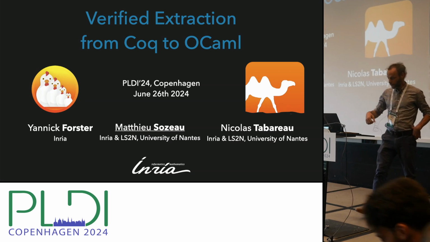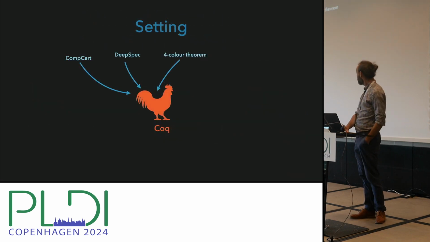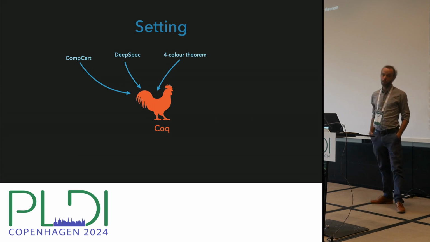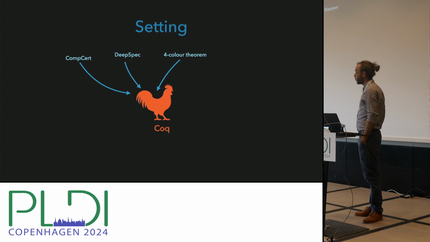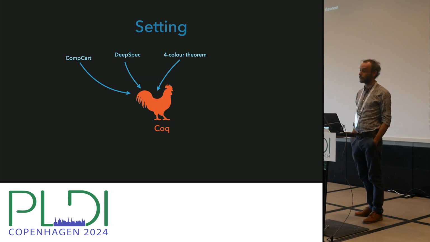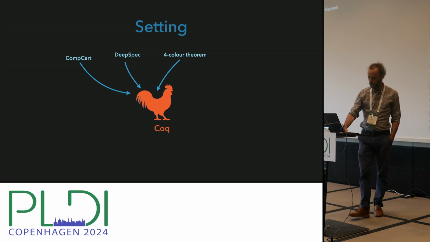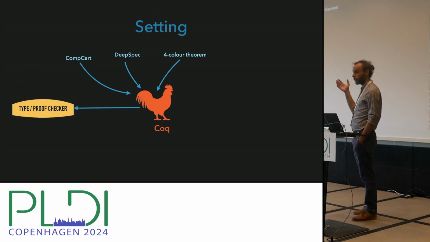So I'm going to present you work I've done with Yannick Forster and Nicolas Tabareau on verifying an extraction procedure from Coq to OCaml. So our setting is the proof assistant Coq, which allows you to verify software and mathematics. You've probably heard about the CompCert project, DeepSpec, or the four-color theorem that have been proven in Coq. And this proof relies on the proof checker of the theory, which should be consistent.